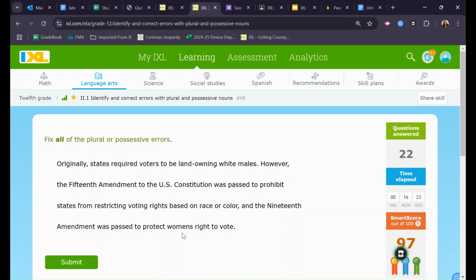All right, right here's our problem. We've got the word women. That's plural, doesn't end in S. Is it possessive? Yep, it's the women's right. So for a word that's plural, not ending in S, we're just going to do apostrophe S.